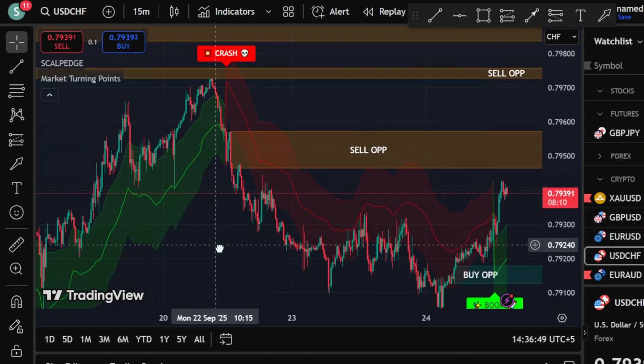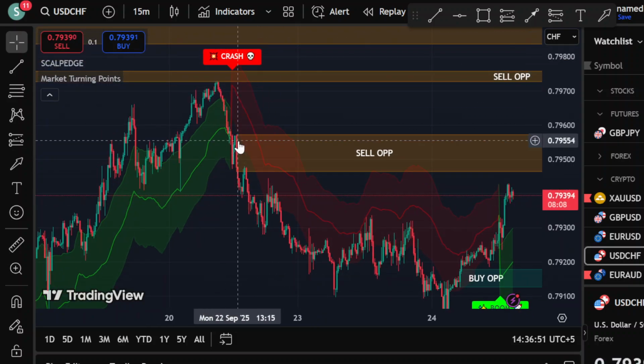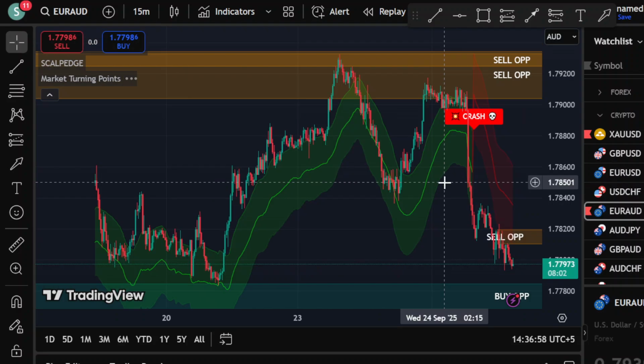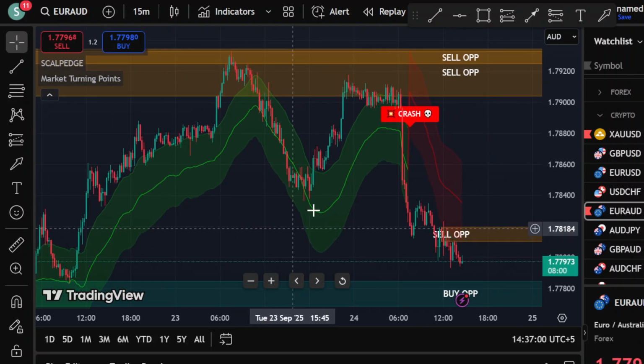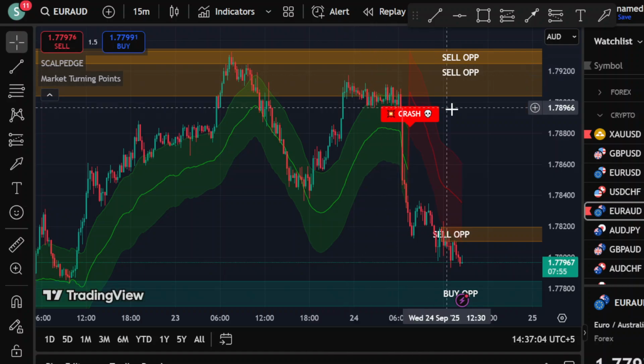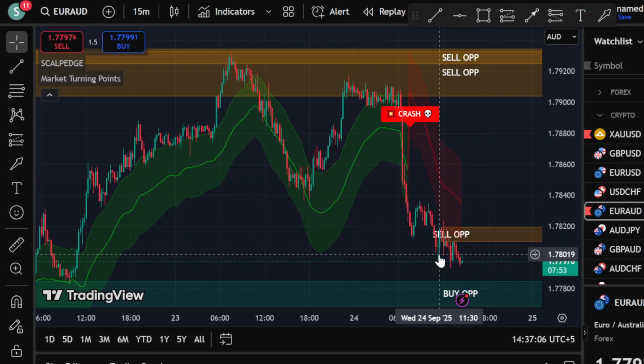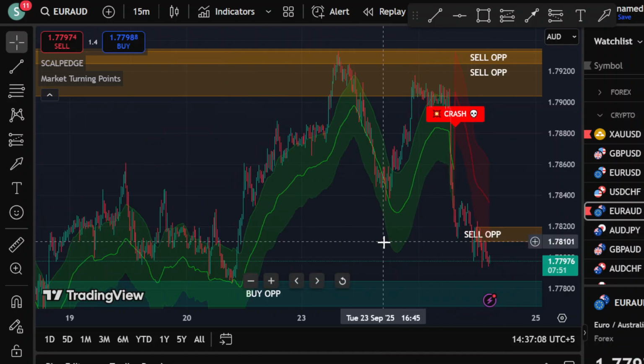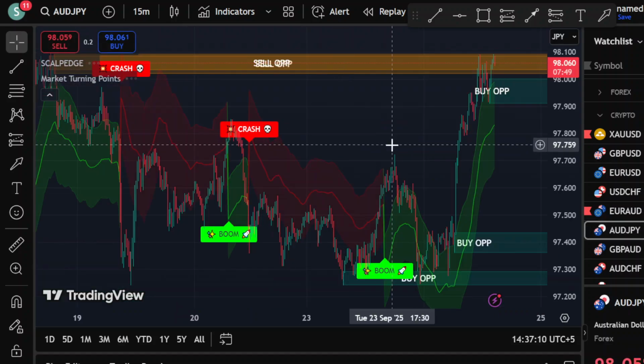And the same thing if you look previously: the crash signal, then on the second candle the sell opportunity, just look at that down ride. This is how this indicator works. Now look at this. The sell opportunity was before that crash, and then just look at the ride. If you are going to use both confirmations, they are very helpful.